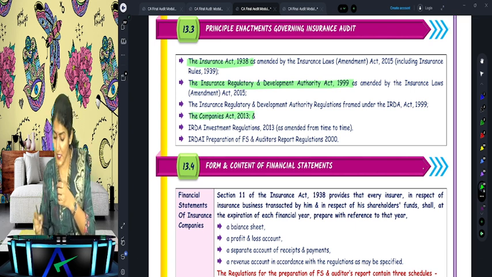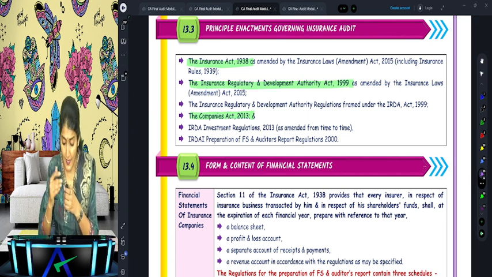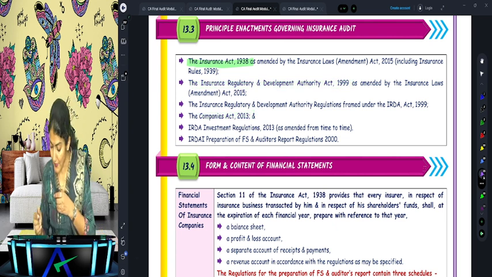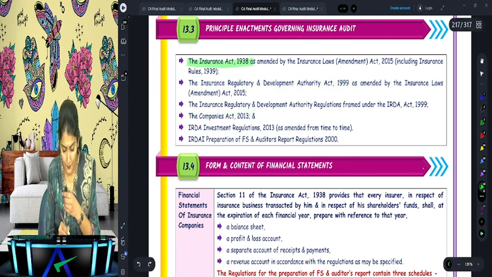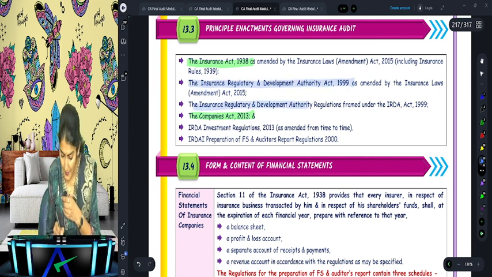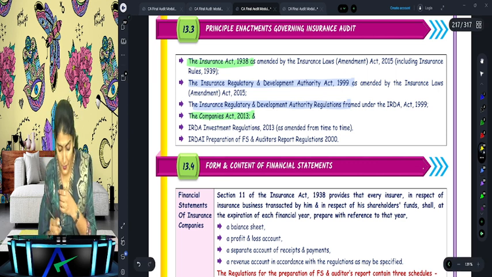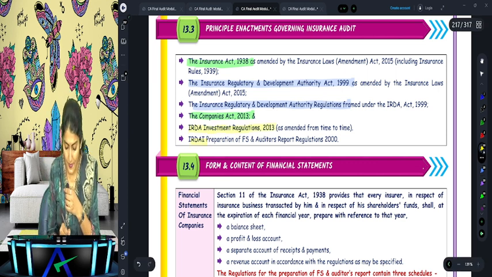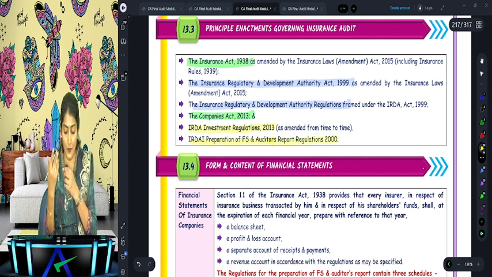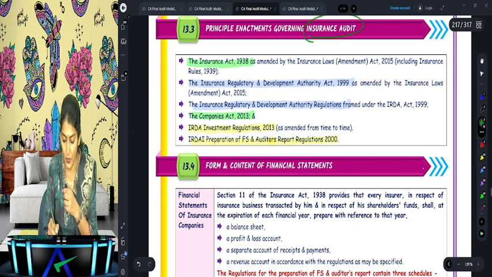These are the laws which are applicable to the insurance company. And then what does it say? The Insurance Act, and then you also have the Companies Act. Then you have the IRDA Act, and then the IRDA regulations framed under the IRDA Act. And in addition to that, you have the IRDA investment regulations and the IRDA preparation of financial statements and the auditor regulation 2000. Right, so these are the 6 enactments governing the insurance audit.